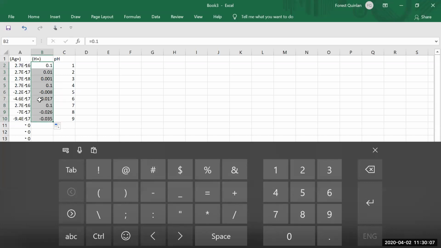If we drag it down, why didn't you drag down the 0.1? Shoot. 0.1, 0.01, 0.001. Let's try that again. Excel doesn't always understand things that aren't equations. That was weird.